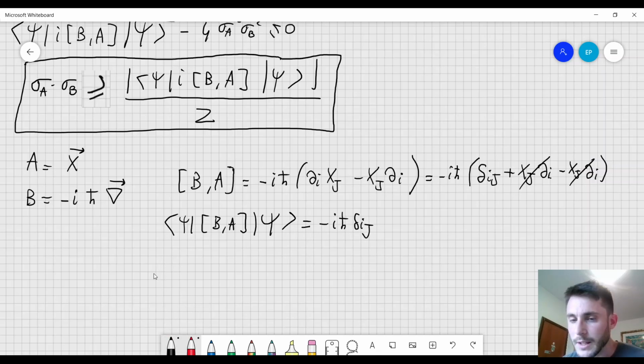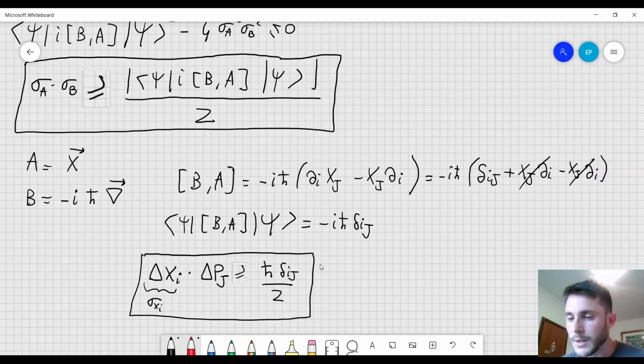Therefore we can rewrite it like this: the uncertainty in the ith component of position times the uncertainty in the jth component of momentum. You can also call this sigma x_i if you want, so this is just a different notation, and you can use sigma p_j for the uncertainty in momentum, but that's just a choice. This is greater than or equal to h bar times delta ij divided by 2. This is a frequent formula that you encounter when discussing the Heisenberg uncertainty principle.